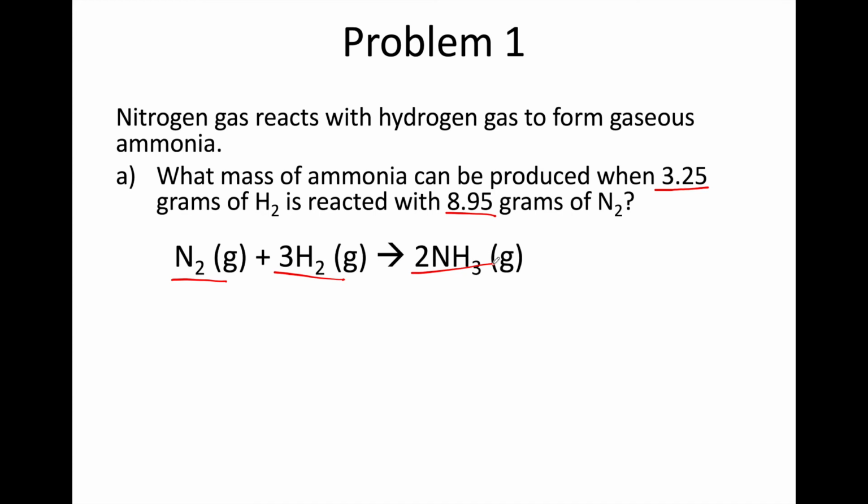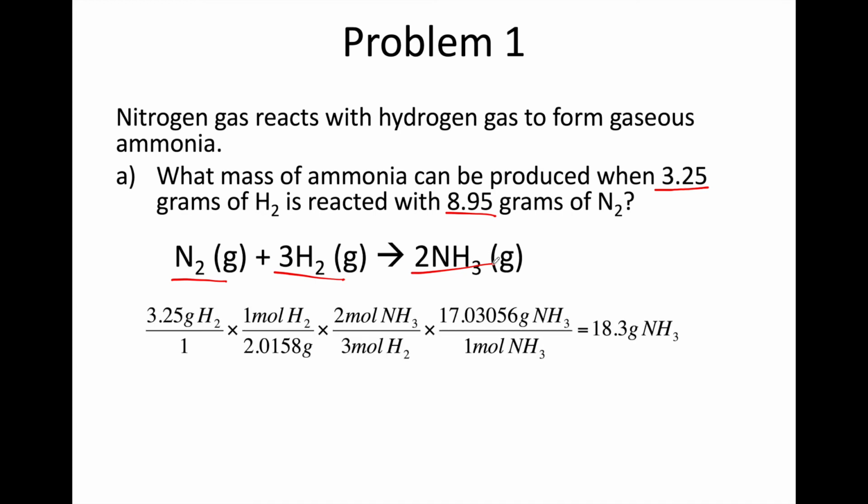We pick one of our reactants, doesn't matter which one first. Here I've picked the hydrogen, so I take the 3.25 grams of hydrogen, I convert it into moles using the molar mass. Then I convert moles of hydrogen into moles of ammonia using my balanced chemical equation. Then I can convert moles of ammonia into grams of ammonia using the molar mass of ammonia. So if hydrogen is my limiting reactant, then I will be able to produce a theoretical yield of 18.3 grams of ammonia. But I don't know if hydrogen is my limiting reactant.